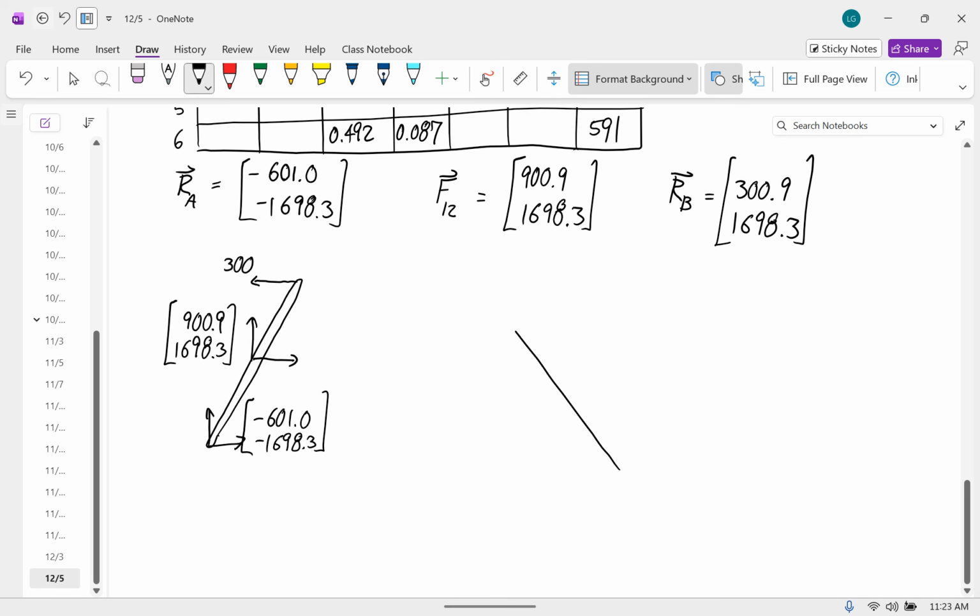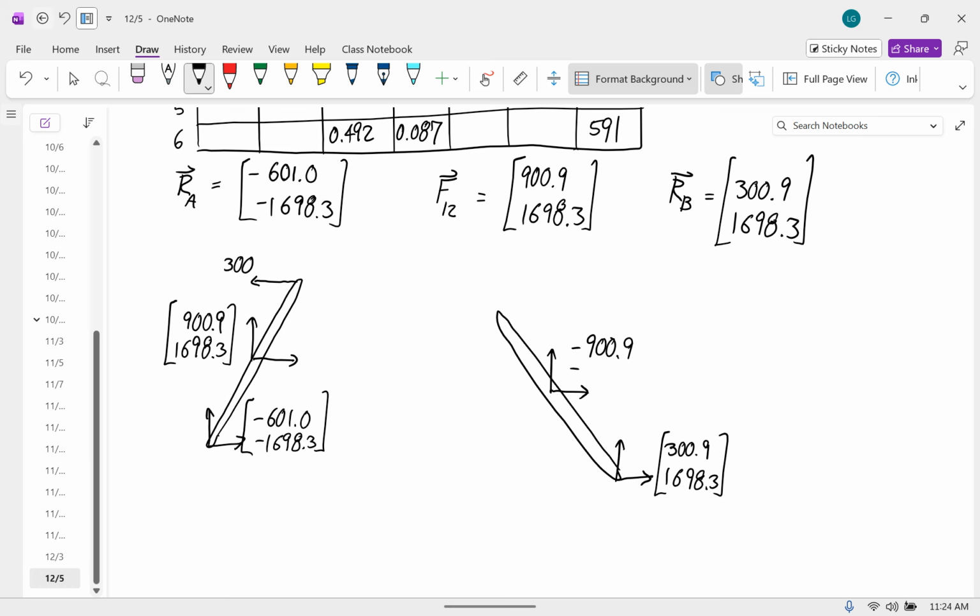And then for body 2, we have RB. That's 300.9, 1698.3. We have negative F12 at the middle. So that's negative 900.9, negative 1698.3. And then this is 600.